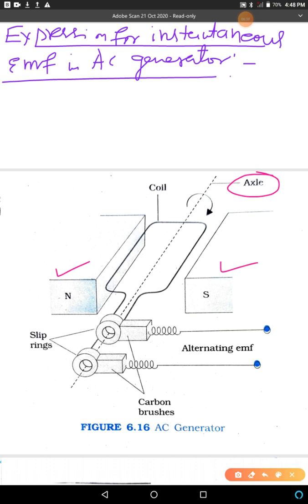On the axle, there will be a coil mounted. This coil is rectangular. This is the coil. The coil is mounted on the axle. The coil has an enamelled wire wound with many turns, 1000 turns, 2000 turns. That is the coil.